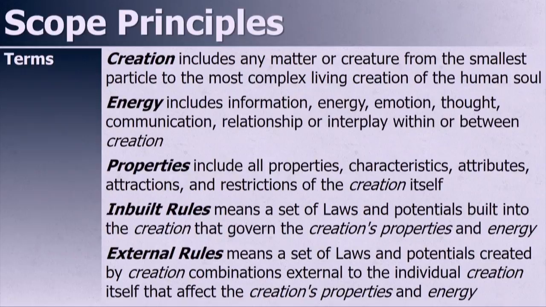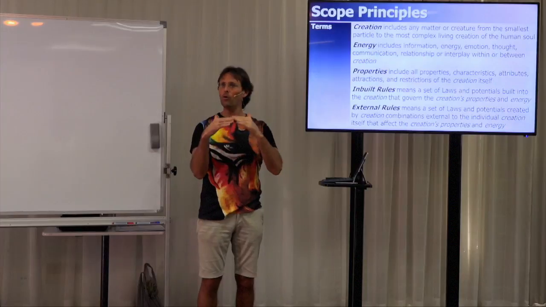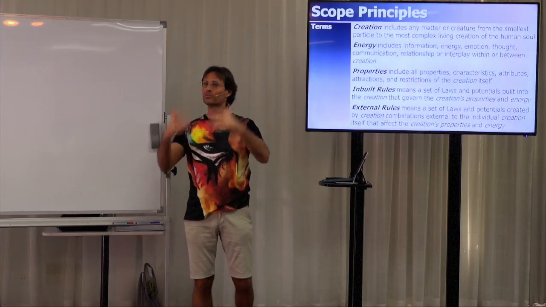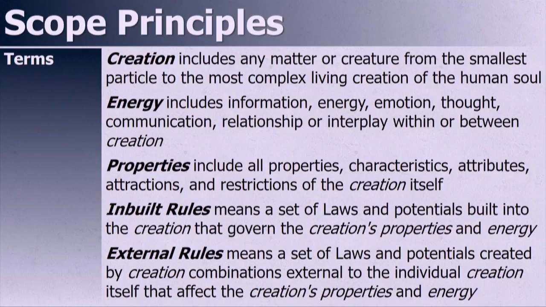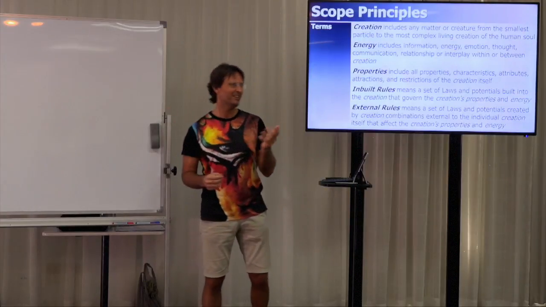Energy includes information, energy, emotion, thought, communication, relationship or interplay that occurs between creations. Right, it's a flow. Or it can also be within the creation itself, the flow that occurs within the creation. Properties include all the properties, characteristics, attributes and attractions and restrictions of the creation itself. So the creation itself has a whole heap of properties.